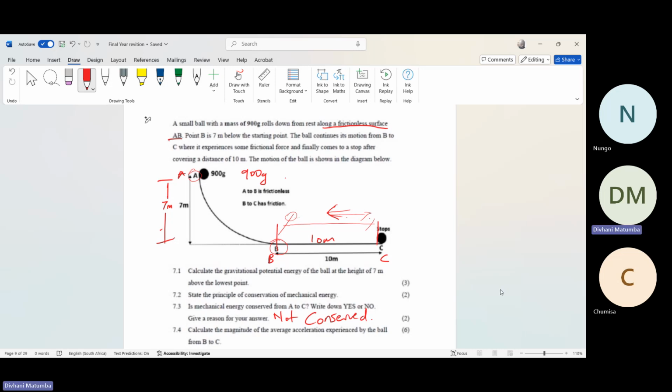Calculate the magnitude of acceleration experienced by the ball from B to C. That is the question I was interested in. 6 marks. You might get this exact question in the exam. I have that feeling.